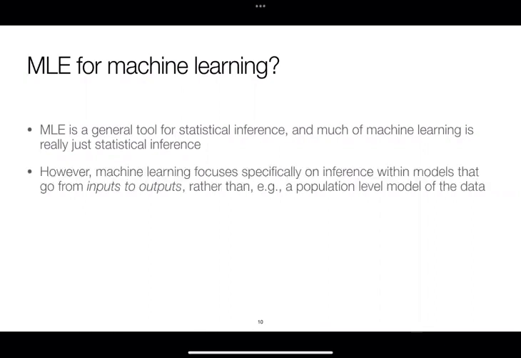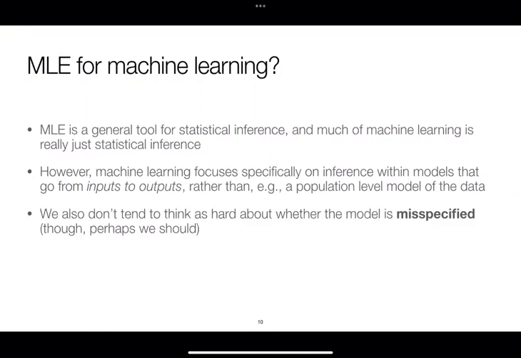The key thing is that machine learning is a little bit more specific. A lot of machine learning can be thought of as a very specific form of statistical inference, where we care about models that go from inputs to outputs, instead of, for example, a population level model of the data, which might be very relevant in many other types of statistical inference. Later in this lecture, we're going to start with an example that tries to infer parameters using MLE for a population level model.